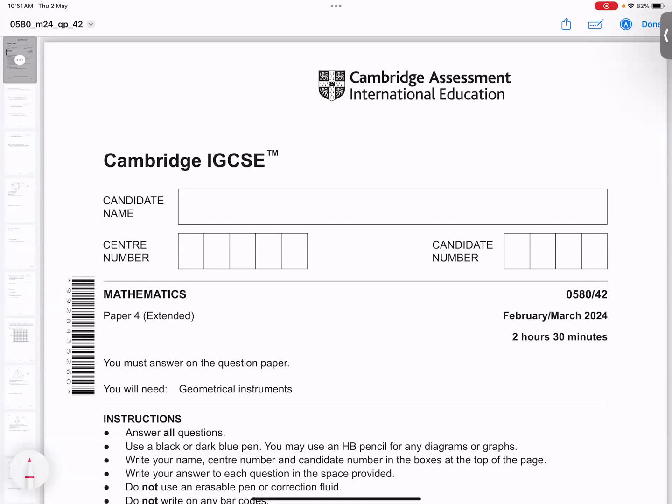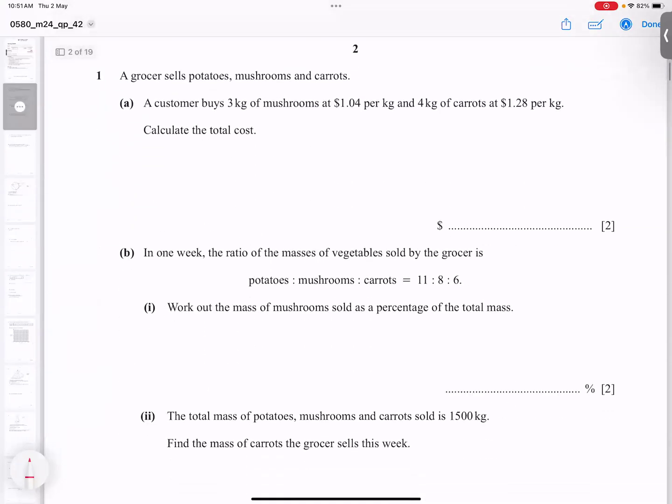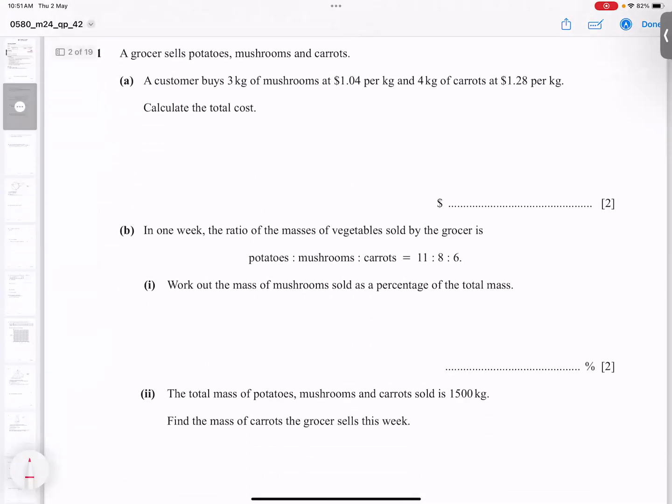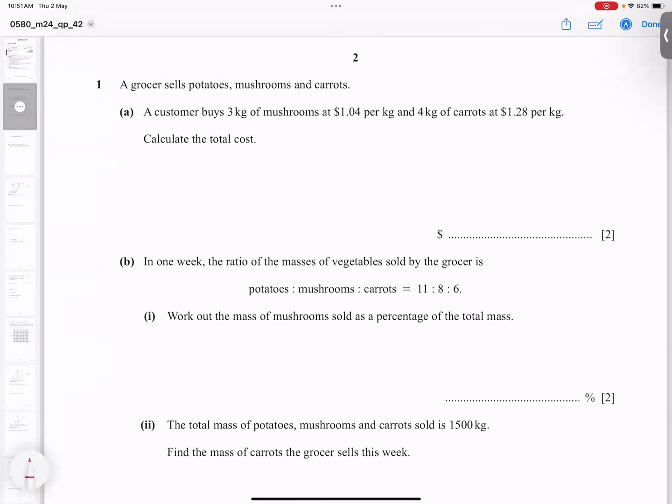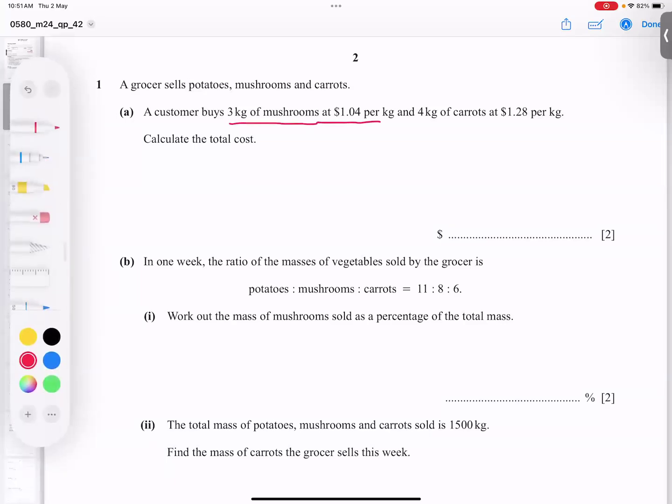This is the paper, February-March 2024, variant 42, complete Paper 4, and we're going to start. Question number 1: a grocer sells potatoes, mushrooms, and carrots, and a customer buys 3 kilograms of mushrooms at this rate, and 4 kilograms of carrots at this rate.